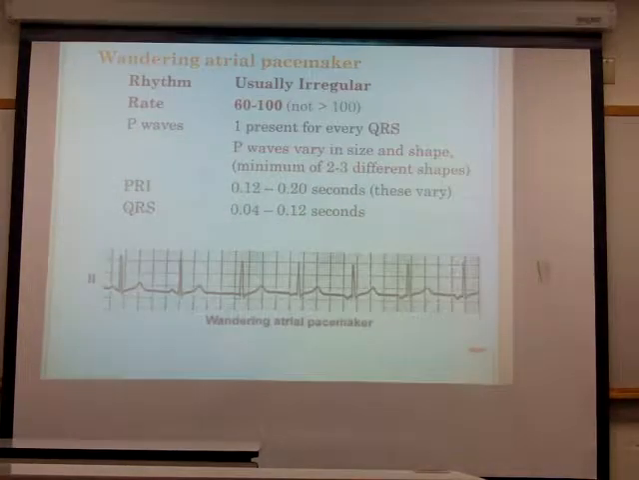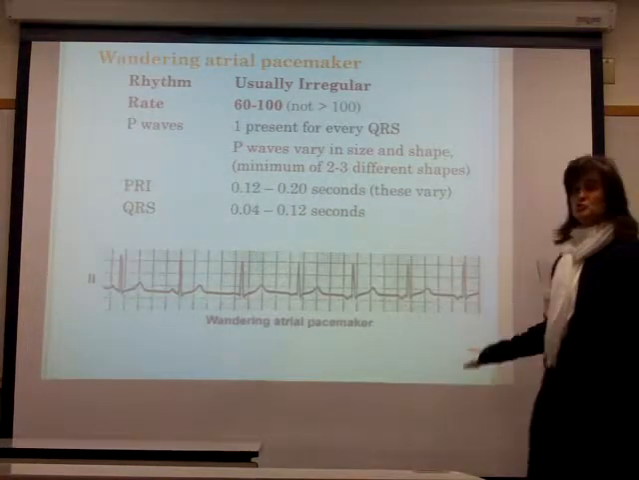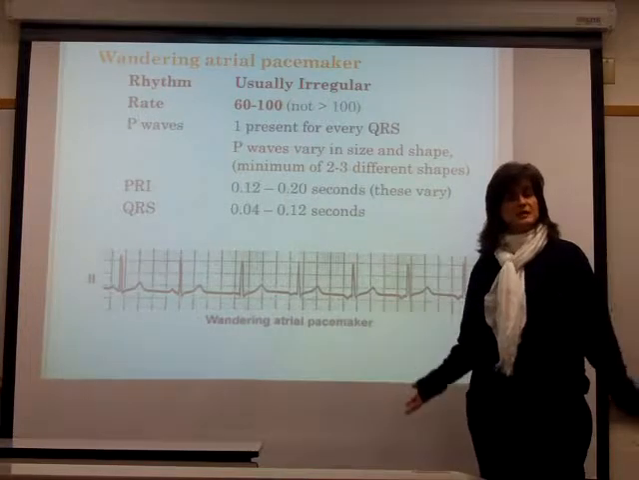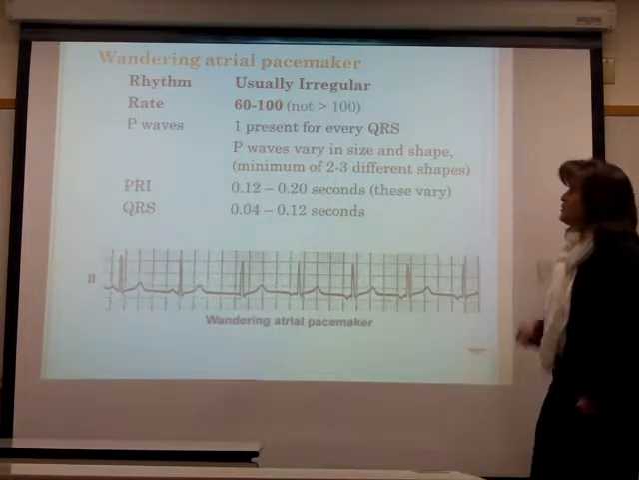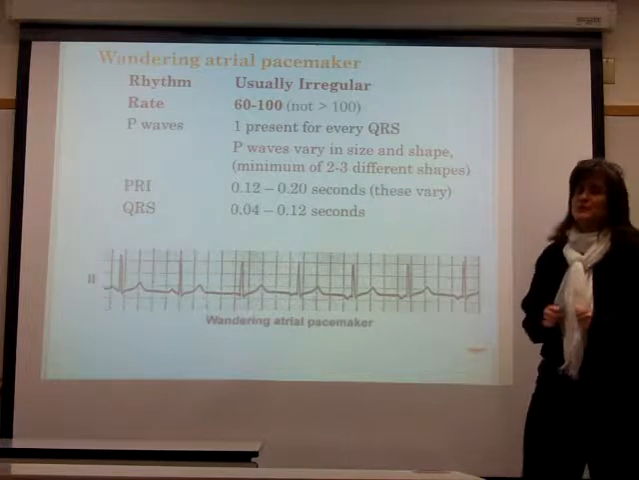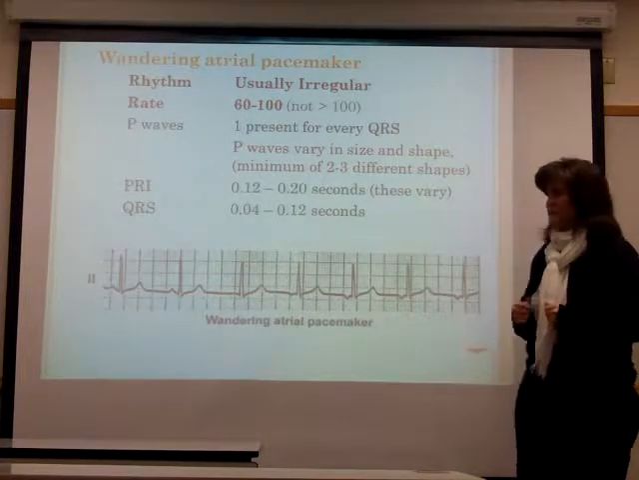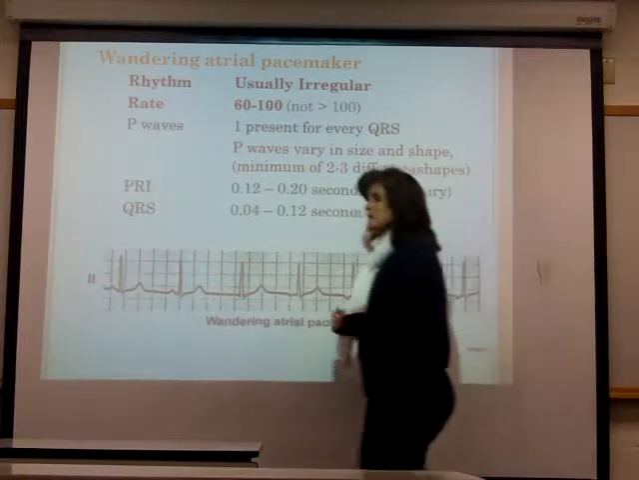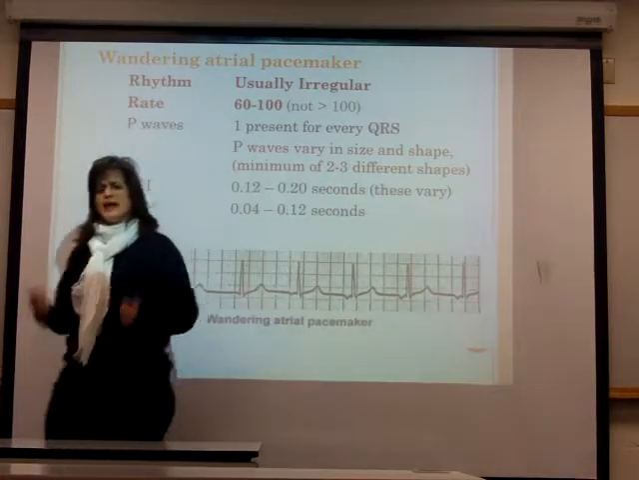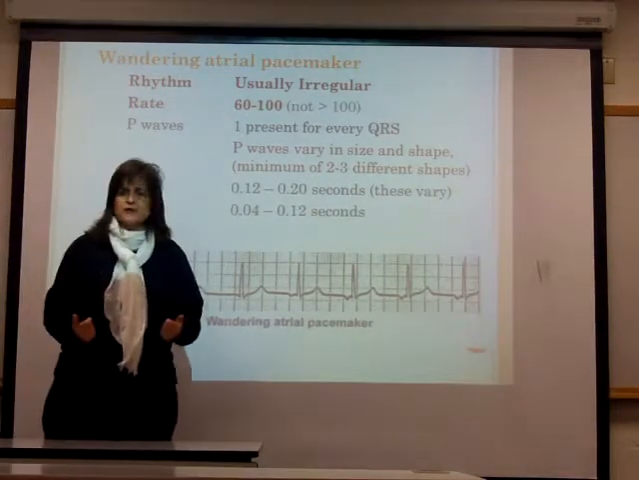Then we're looking at a wandering atrial pacemaker. Very unusual rhythm, dysrhythmia. You don't see it very often. With a wandering atrial pacemaker, generally the rhythm is irregular. So that's one of the first clues there's something wrong. But the name says it all. Wandering atrial pacemaker. The pacemaker is moving.